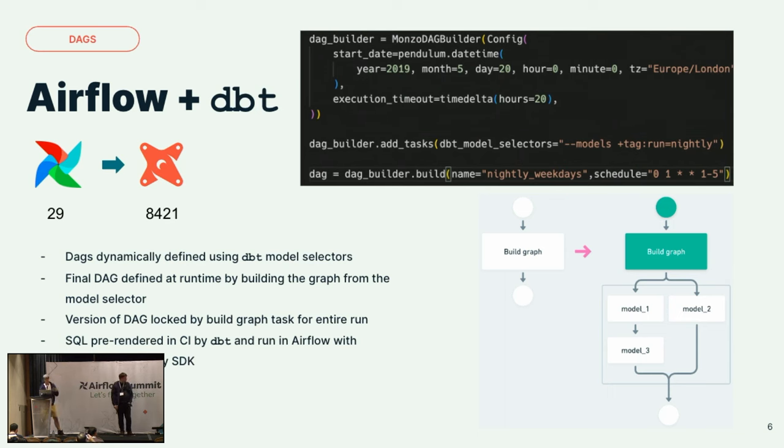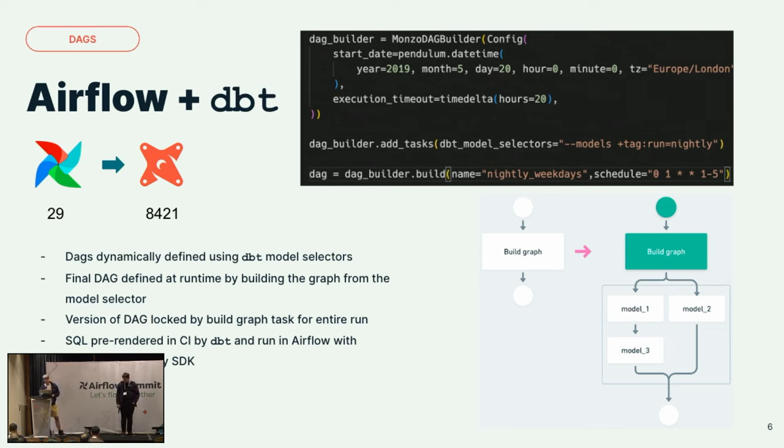So yeah, the final DAG is defined at runtime. This also enables us to lock the versioning in of the DAG. So when that graph build task runs, it pulls the most recent version of the dbt models from the repository and produces this graph and locks that in for the entire run of the DAG. So you can guarantee that you're not going to have code changes affect the shape or any of the particular models in the DAG once it's running.